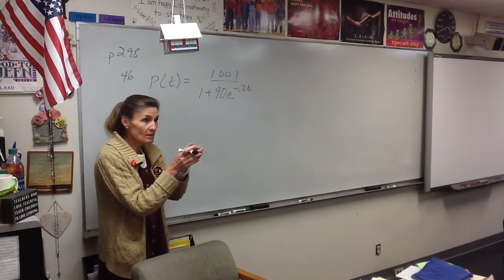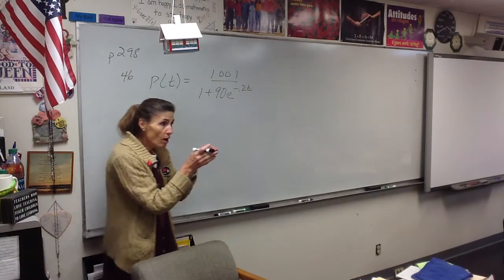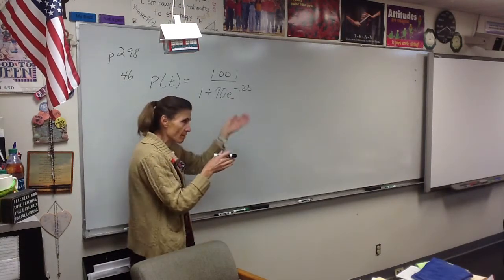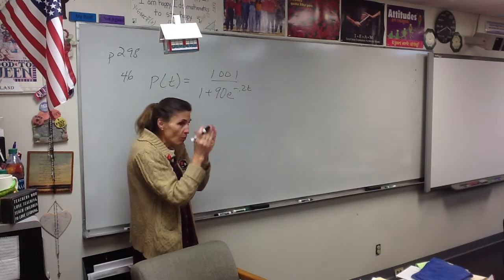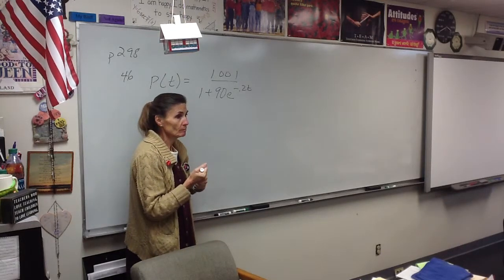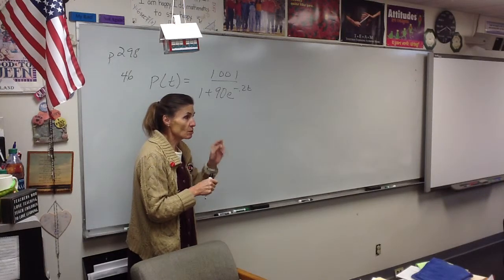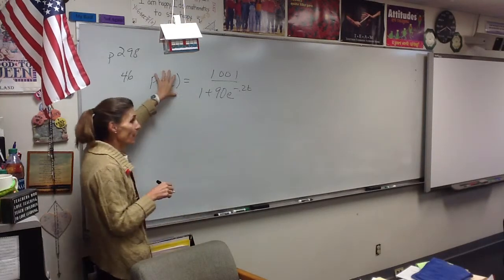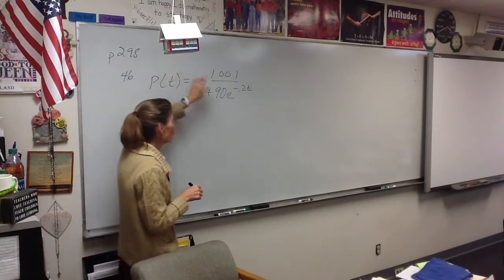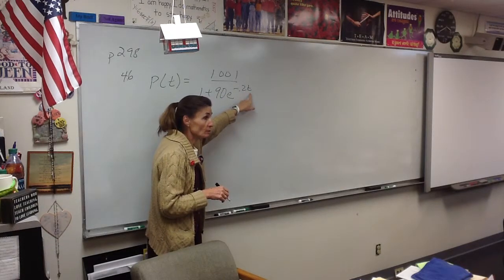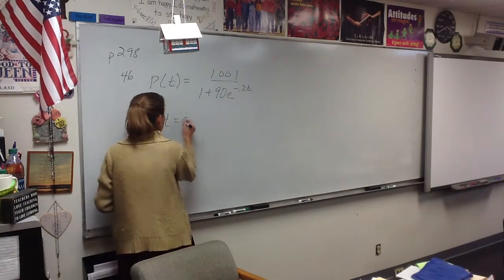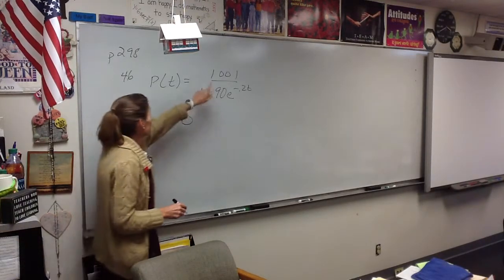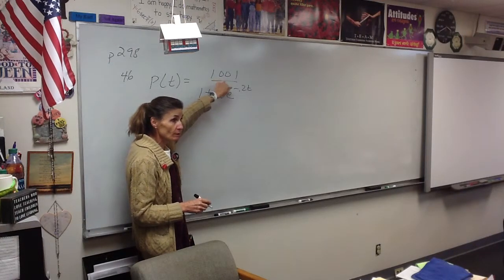Now, we talked about this a lot yesterday. When we talk about the initial value, what point on the graph are we talking about? We're talking about the y-intercept. The y-intercept is the value of y when what? X equals 0. So we're talking about letting t be 0. This is going to give you your initial value. This is not your initial value, is it?